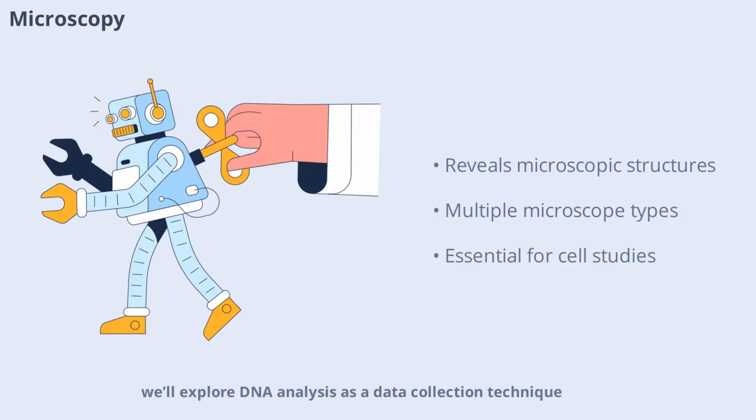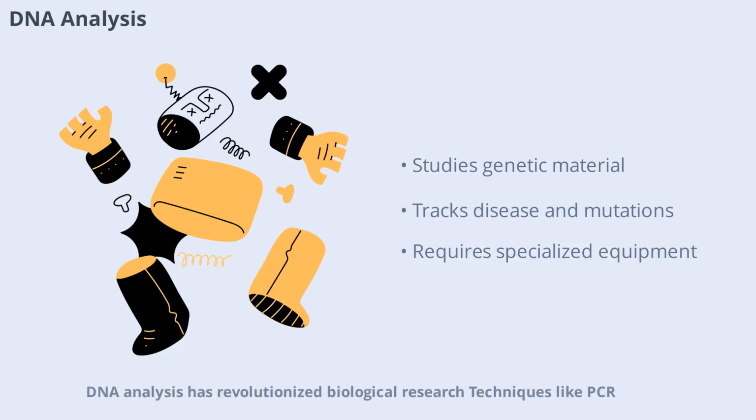Next, we'll explore DNA analysis as a data collection technique. DNA analysis has revolutionized biological research. Techniques like PCR, sequencing, and electrophoresis allow scientists to study genetic material in detail. DNA data can reveal relationships between species, track disease outbreaks, and identify genetic mutations. These methods require specialized equipment and careful sample handling to prevent contamination. The information gained from DNA analysis is invaluable for fields such as genetics, evolutionary biology, and medicine.